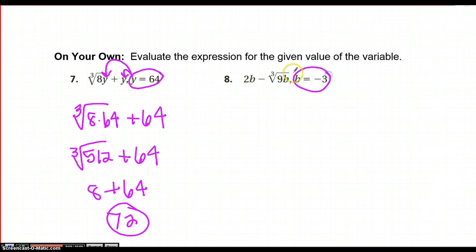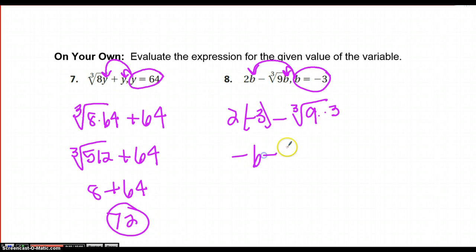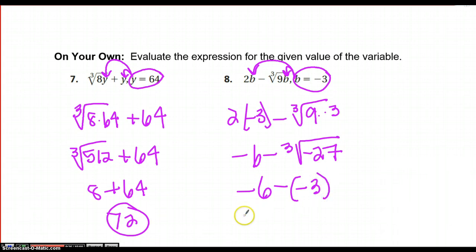In question 8, plug negative 3 in for b. In both of these, rewrite the problem so that you don't mess something up. So this is negative 6 minus the cube root of negative 27. And this is one you should have memorized. The cube root of negative 27 is negative 3. By integer rules, this is really negative 6 plus 3, which gives you negative 3 as your answer.